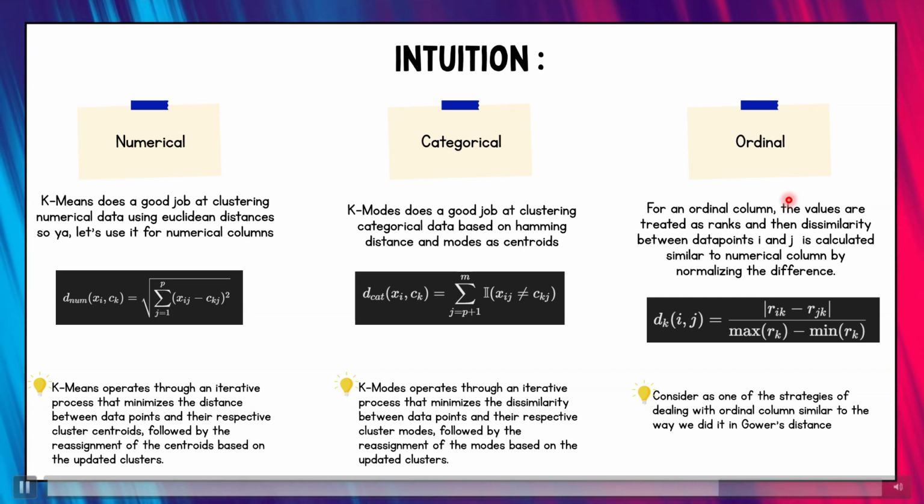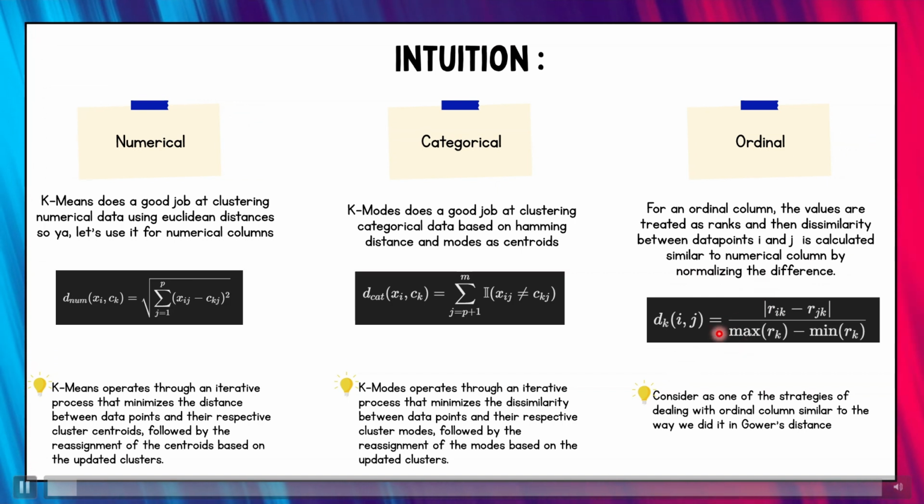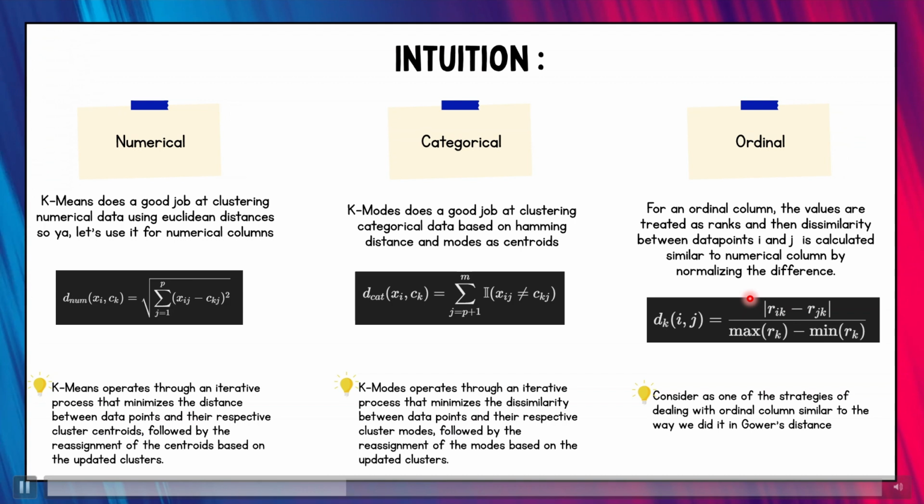And we do the same thing that we used to do with the numerical columns. We used to do this in Gower distance as well, if you remember. So for an ordinal column, the values are treated as ranks, and then the similarity between data points i and j is calculated similar to a numerical column by just normalizing the difference between them. So it is one of the strategies. You can do more with ordinal columns if you have some kind of issues. But this is a very generic strategy of dealing with ordinal columns: encode them, then treat them as numerical ranks, okay?